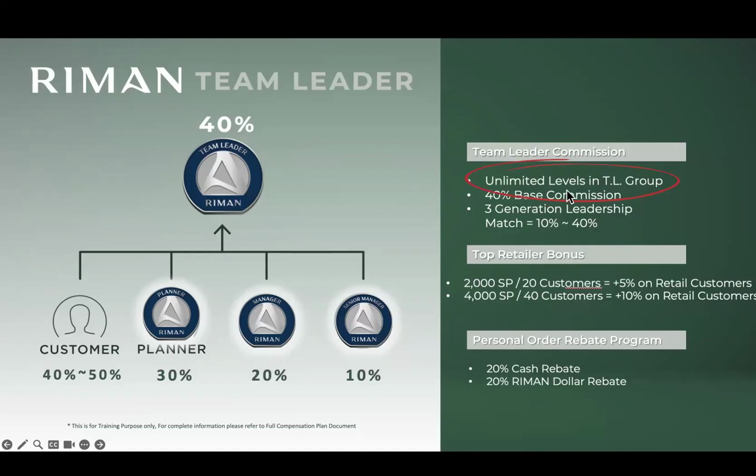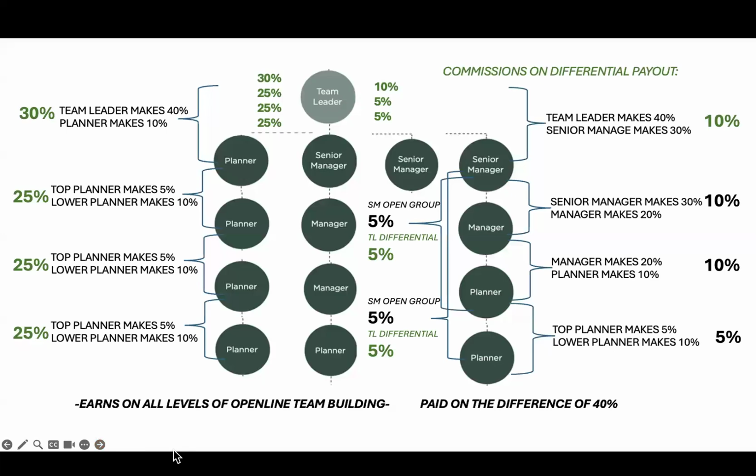But remember, I talked about unlimited levels in team leader groups. So what I mean by that is technically managers and planners only get paid on their level 1. Senior managers get paid on their level 1 plus the 5% open group, right? So anything and everything that is left over on those payouts, everything on the entire depth of the business, is going to be paid all to the team leader. That's why the money is so lucrative.